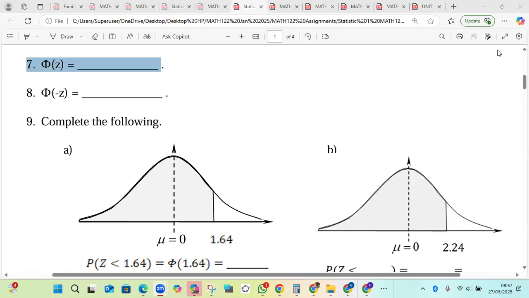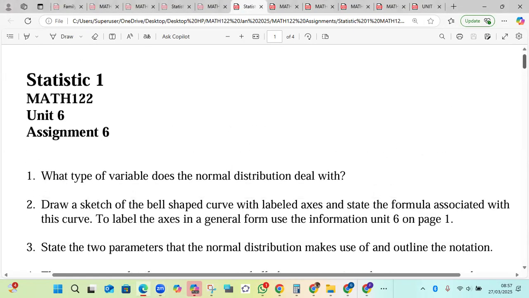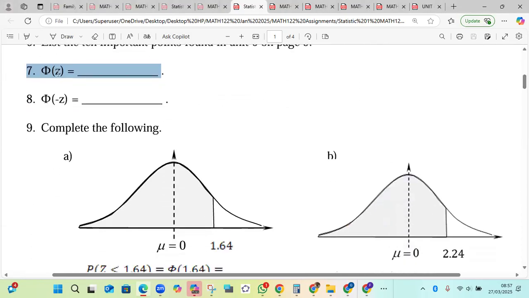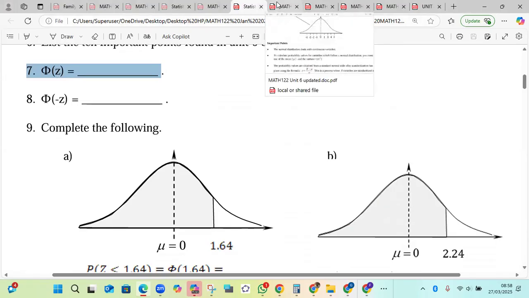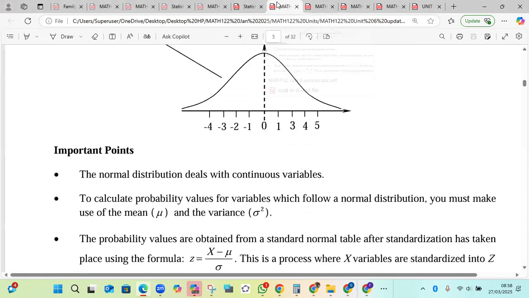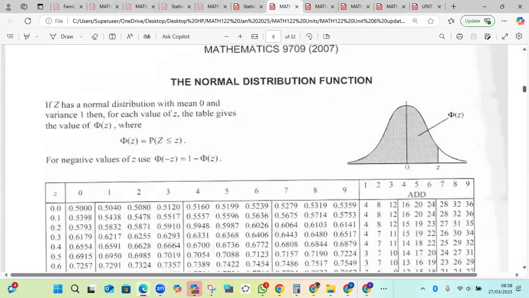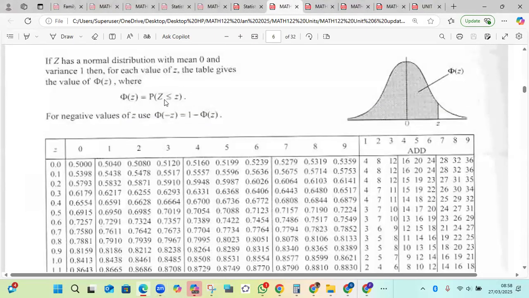In this video, we are going to discuss number 7 in the Math 1 to 2 Unit 6 Assignment 6. It says phi of z is equal to what? We can go to Unit 6 because since we have done number 6, we are familiar with those 10 important points on page 5 and the table. So phi of z, as we can see, is the probability of z less than or equal to z. All right. This table is calibrated for phi of positive z.